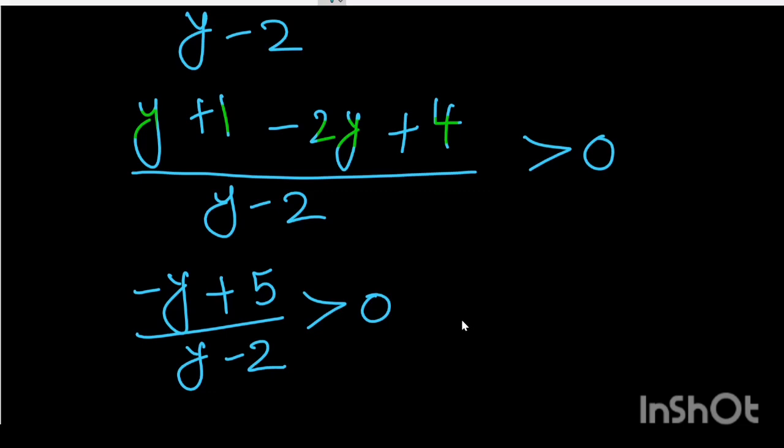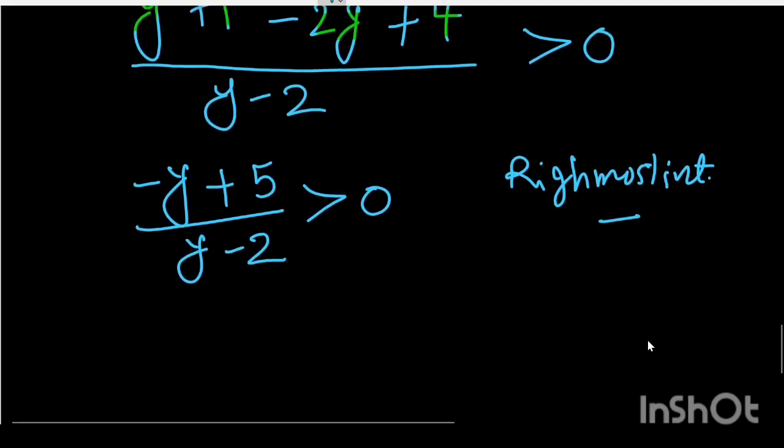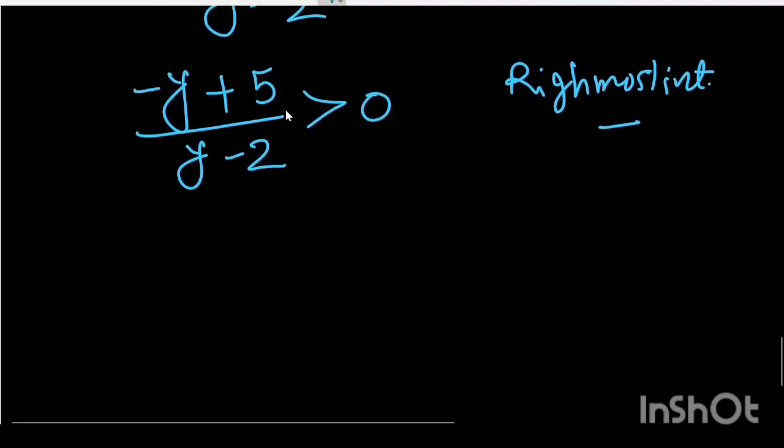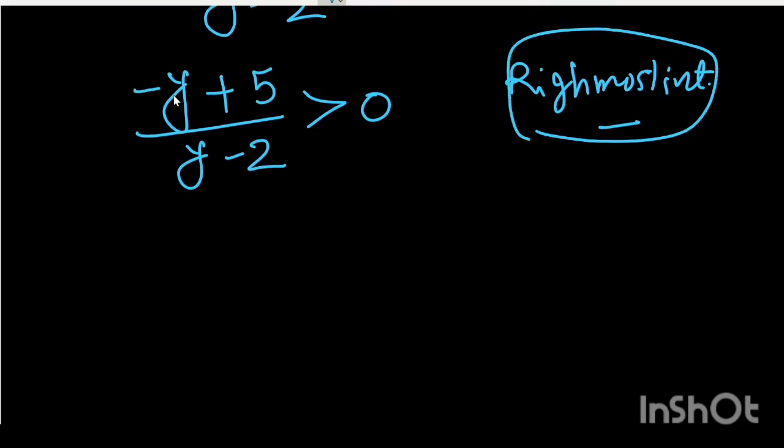If one or an odd number of coefficients are negative, then we can start from the rightmost interval with a negative sign. That way also we can do it, instead of multiplying by minus 1 and changing the sign of the inequality. This time we will do it using this. So here the coefficient of y is negative, so we will take the rightmost interval as minus.